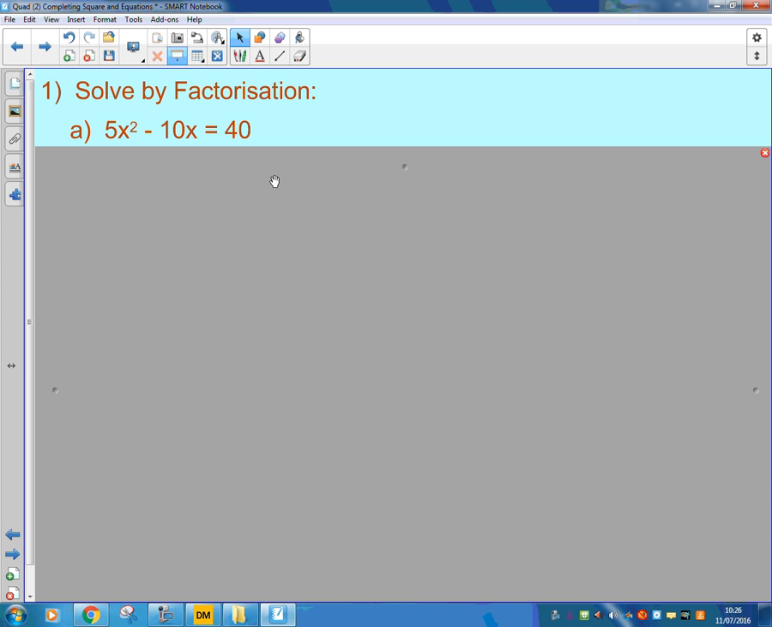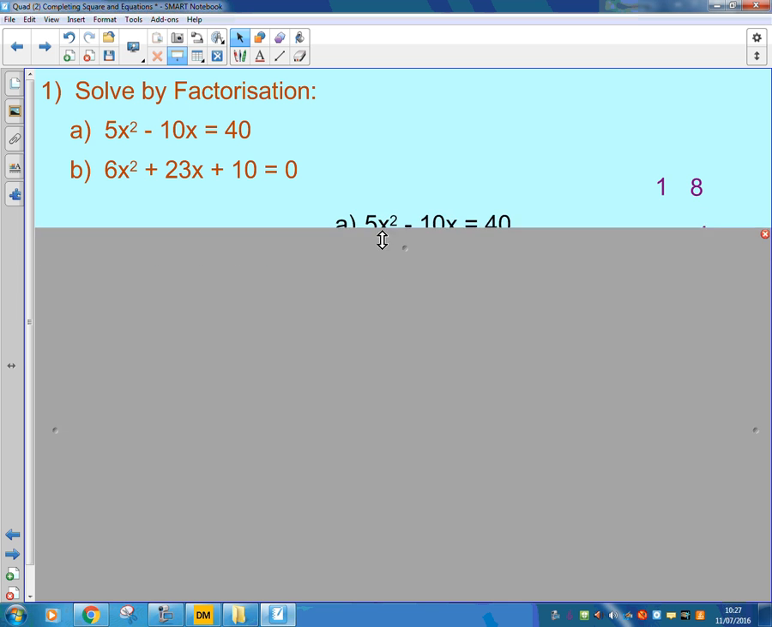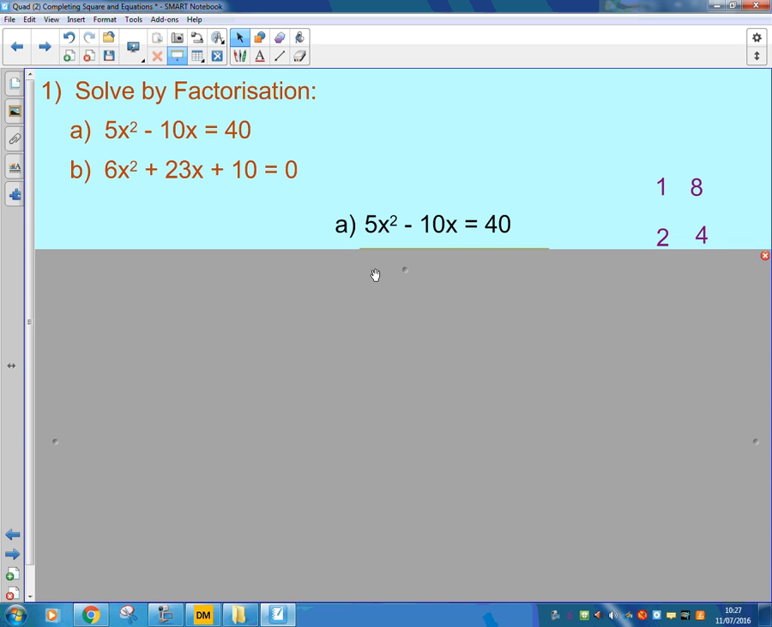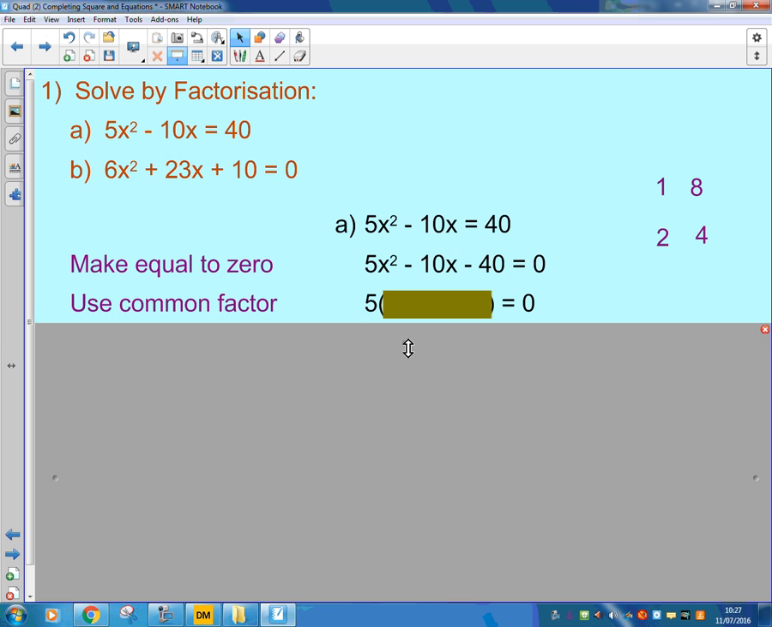Now, let's do some questions. Solve by factorization. 5x squared minus 10x equals 40. The first thing here is we want things equaling 0. Whenever you're solving things, we want them equal 0. So make it equal 0, bring the 40 across, so you get 5x squared minus 10x minus 40 is 0. Use the common factor. 5 comes outside, and you're left with x squared minus 2x minus 8.